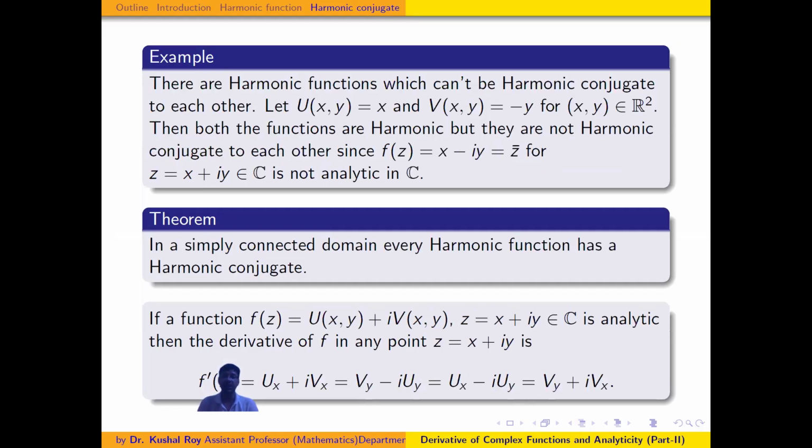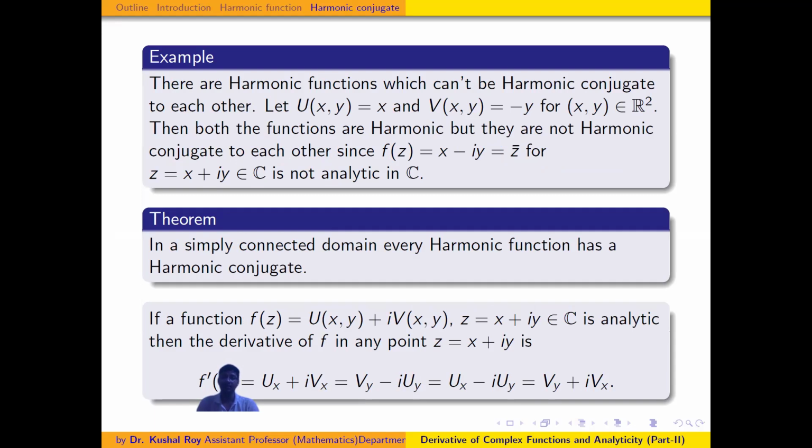There are harmonic functions which cannot be harmonic conjugate to each other. Let u(x,y) equal to x and v(x,y) equal to minus y. So in that case, both of the functions are harmonic, but they are not harmonic conjugate to each other, since f(z) equal to z bar is not analytic in C.